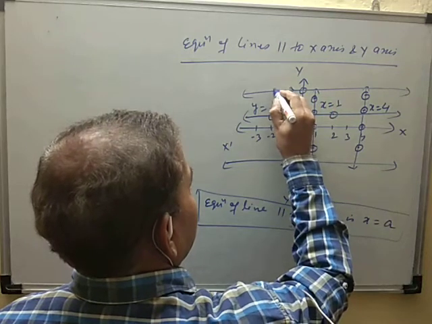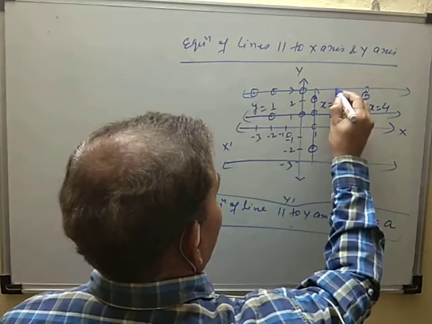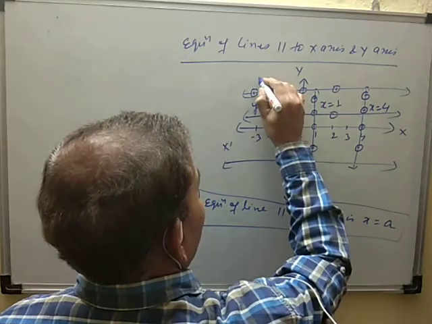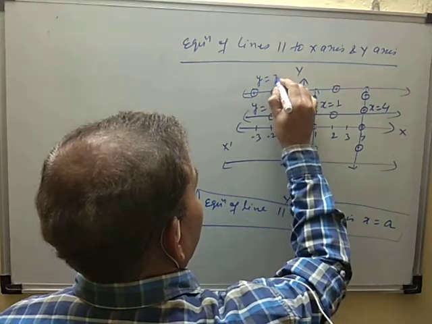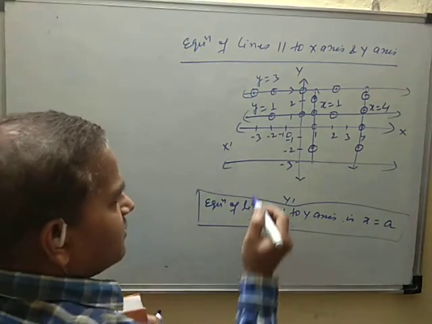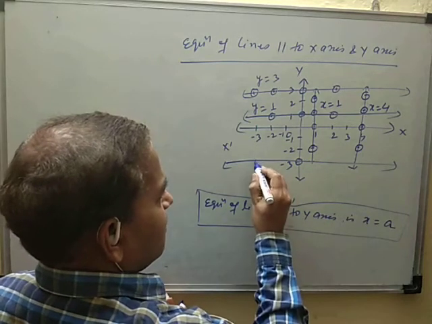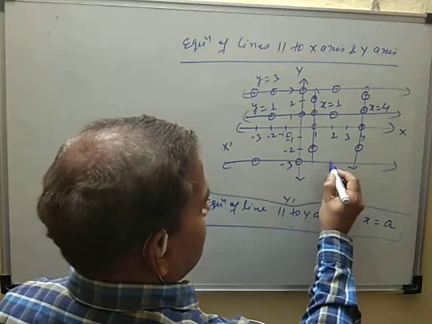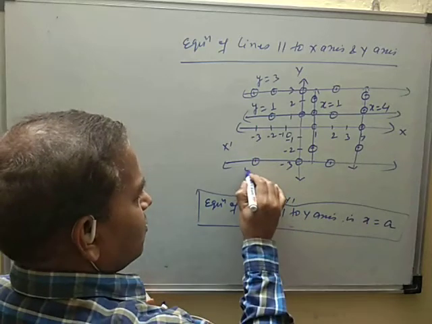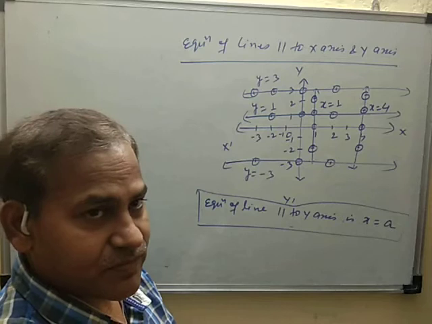Similarly, the coordinate of y here is 3. Similarly here also 3. The value of y 3. Here also value of y 3. So equation of this line is y is equal to 3. Similarly here the value of y is -3, here also -3, here -3. So equation of this line is y is equal to -3.